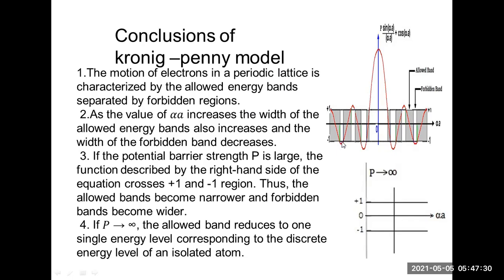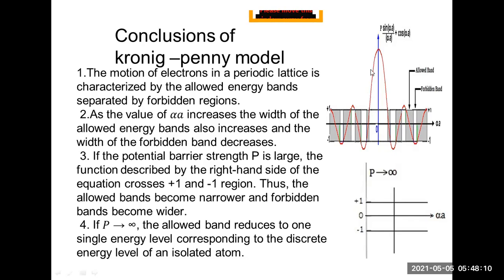Here, as the electron is reaching the positive ion core, there is a positive ion. We have just seen the schematic diagram of the square wells. These are the allowed energy bands, and the empty space in between them is called forbidden regions. Forbidden regions are where the electron does not possess the energy, the minimum energy possessed by the electron as it goes towards the positive ion core. So the motion of the electron in a periodic lattice is characterized by allowed energy bands separated by forbidden regions.